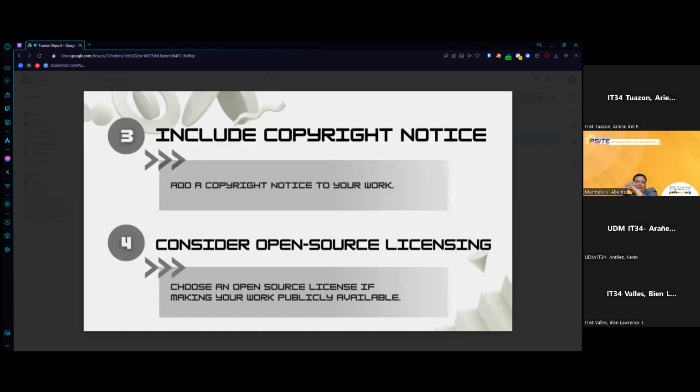Third is include copyright notice. Add a copyright notice to your work indicating that it is protected by copyright. For example, copyright year and your name or organization. Fourth is consider open source licensing. Decide whether you want to make your work open source. If so, choose an appropriate open source license and include it with your project.